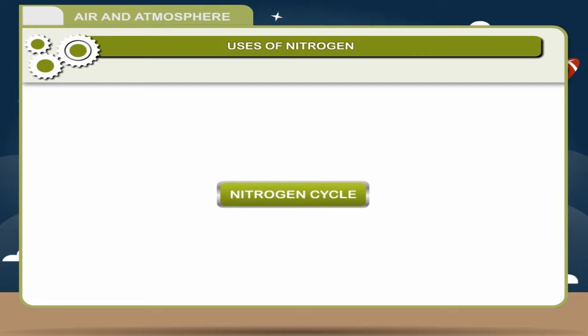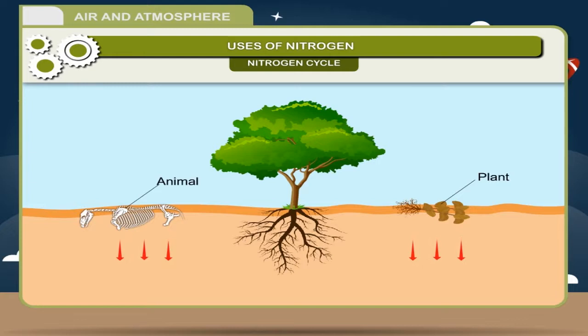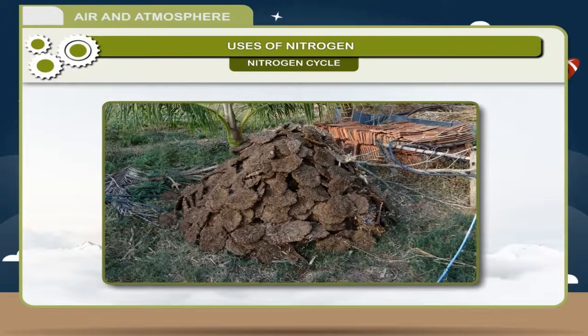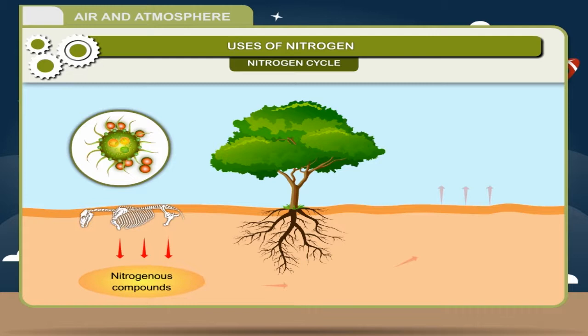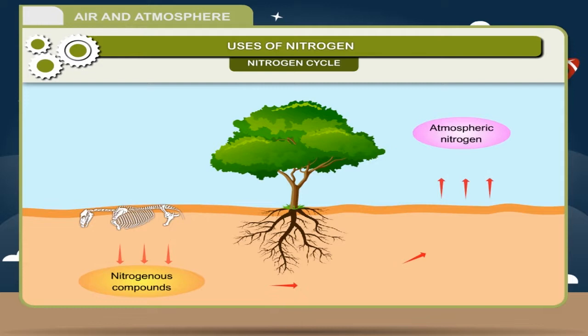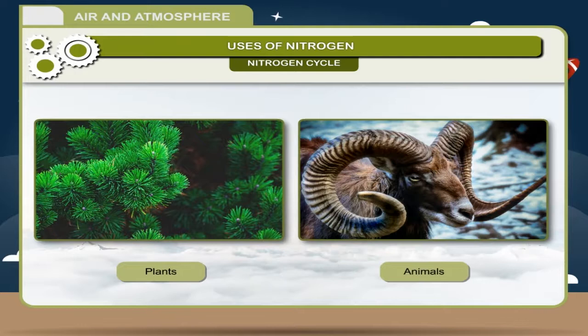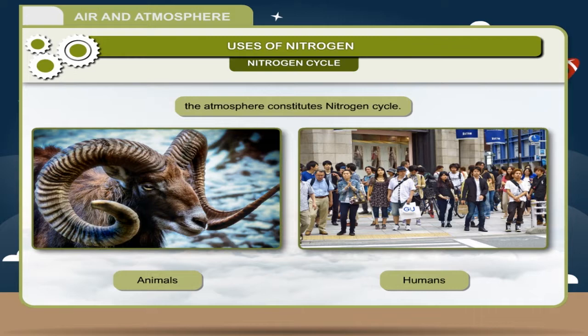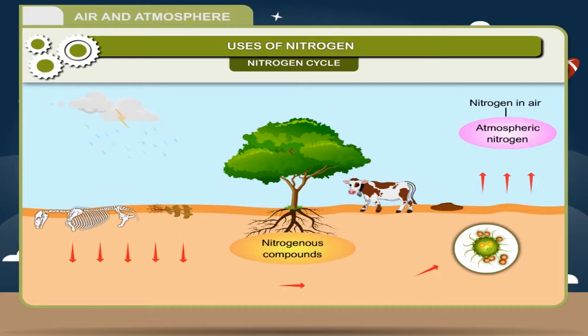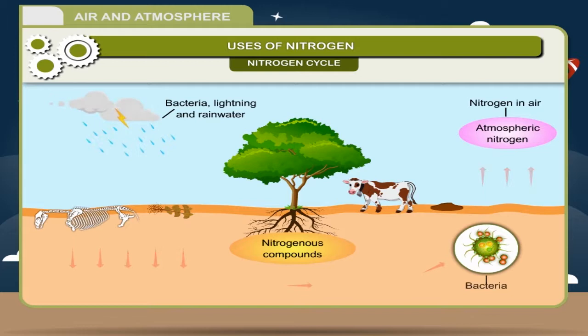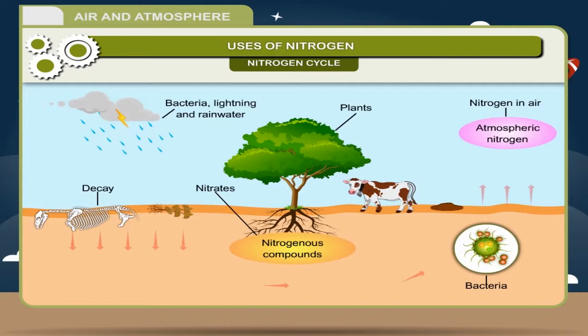Nitrogen cycle. When the dead bodies of plants and animals decay, the nitrogenous compounds find their way back to the soil. Animal wastes also contain nitrogenous compounds. There are bacteria in the soil that convert these nitrogenous compounds into atmospheric nitrogen. This cyclic process of nitrogen being fixed, used by plants, animals, and humans, and then its return to the atmosphere, constitutes nitrogen cycle. Nitrogen in air, bacteria, lightning, and water, bacteria, nitrates, decay, plants, animals, decay and excretion.